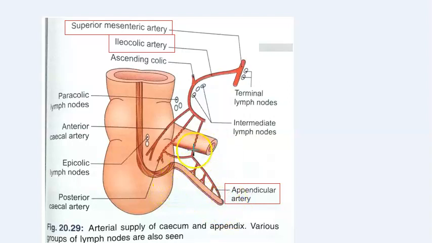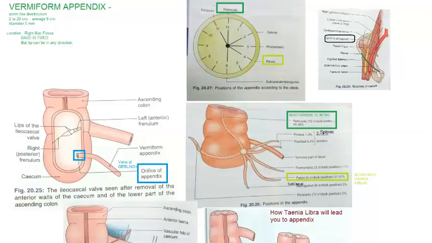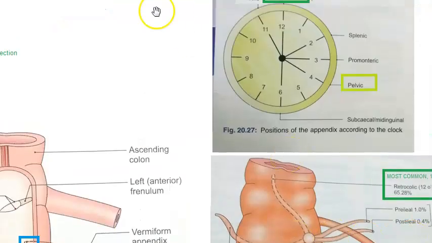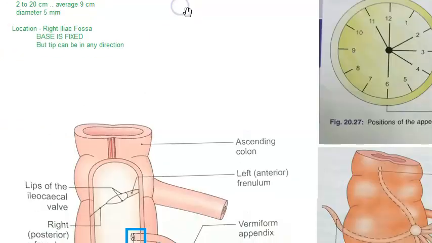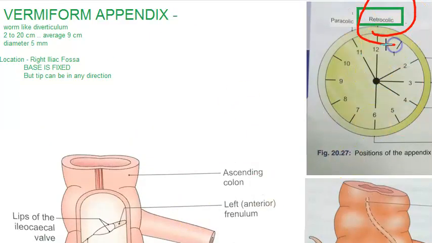From where is this appendicular artery coming? It seems to be coming from the superior mesenteric artery, which becomes the ileocolic artery. The names are very easy: ileocolic artery, this is the ileum, this is the cecum. Here there is some other information that we can learn as a revision of anatomy.